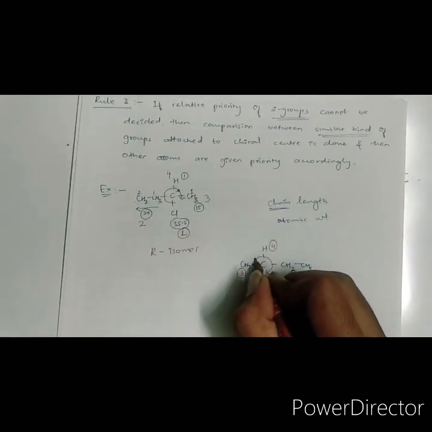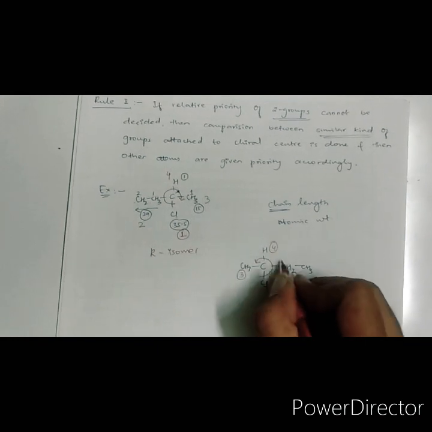So this will be again first priority, second, third and fourth. So now here it is moving in the left side. Here now the priorities are moving towards the left side. Here it is moving towards the right side. So this is S isomer while this is R isomer.